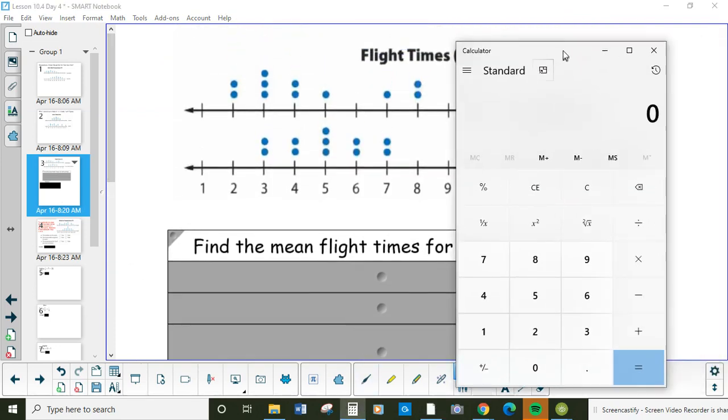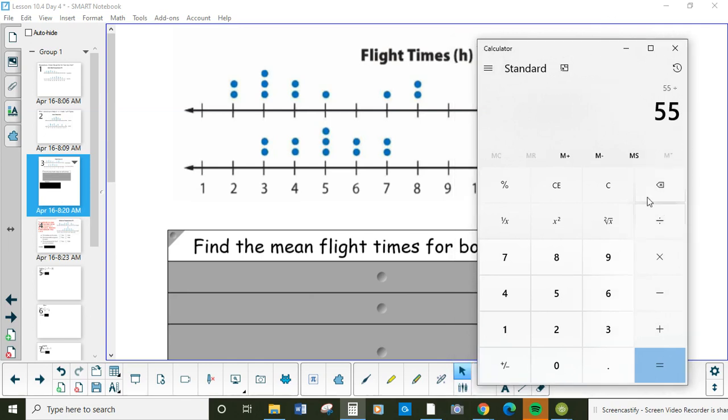I'm going to take these numbers over here and add them all up. I have a 3 and a 3, 2 3s, and 2 4s, 1 4, 2 4s, and 3 5s, 2 6s, and 2 7s. Total 55. Divide by how many numbers there are.